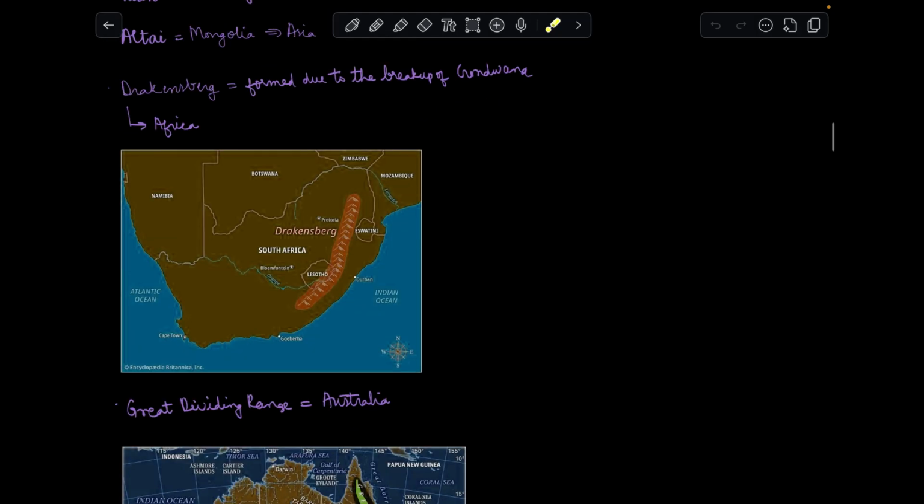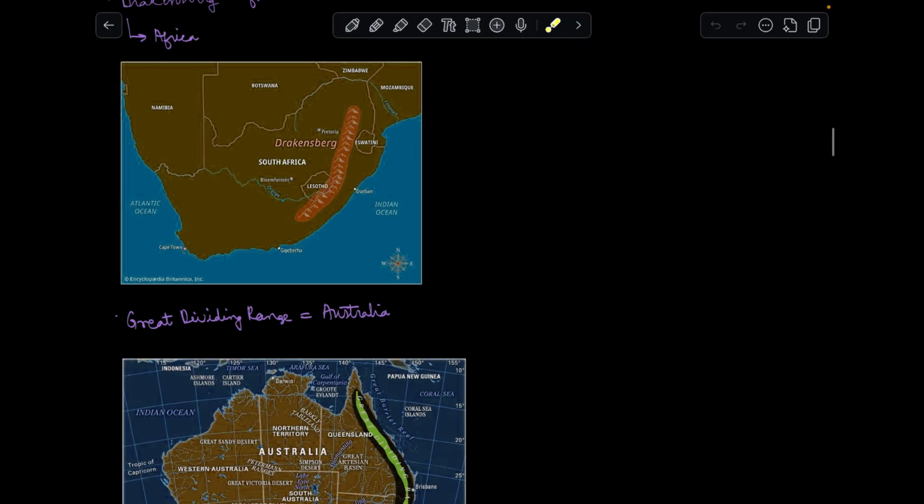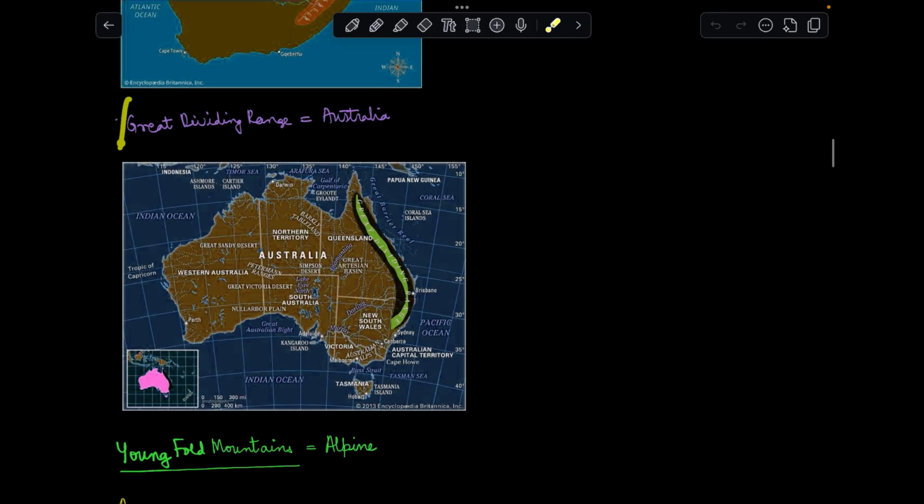Let me know if it's clear to you. Anyways, moving on to the Great Dividing Range. As I told you earlier, anything which has the prefix Great belongs to Australia. So the Great Dividing Range, the Great Barrier Reef. Over here, this is the Great Dividing Range. It is in Australia. This is the Great Barrier Reef, in the northeastern part of Australia.